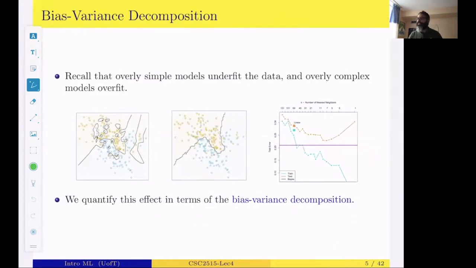In what we've seen before, we talked about the concept of overfitting and underfitting. A model that was very complex could overfit to the data and capture the noise in the data. If the model is very simple, it would underfit the data and would not capture the detailed behavior of the underlying pattern of the data. We want to quantify this more precisely, and that is done through the concept of bias and variance decomposition.